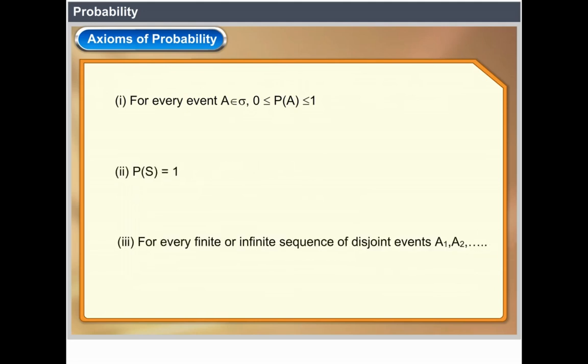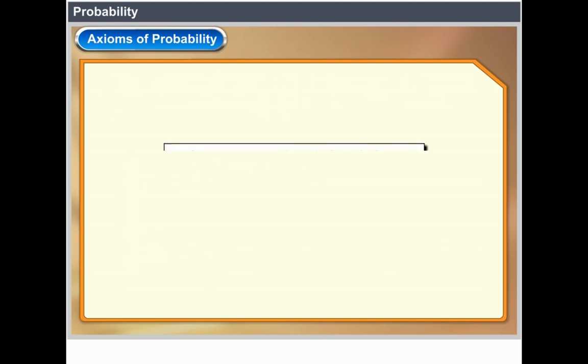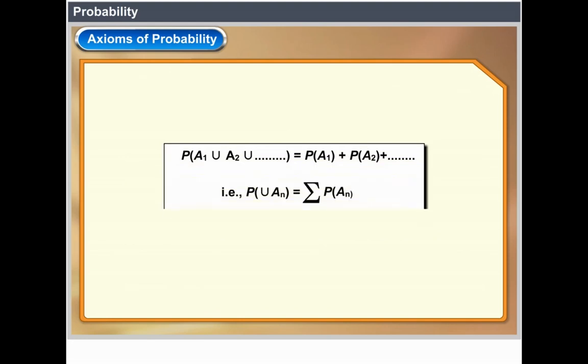Third, for every finite or infinite sequence of disjoint events A1, A2, etc., P of A1 union A2 union etc. equals P of A1 plus P of A2 etc. That is, another way of representing P of A1 union A2 union etc. is P of union An equals summation P of An.